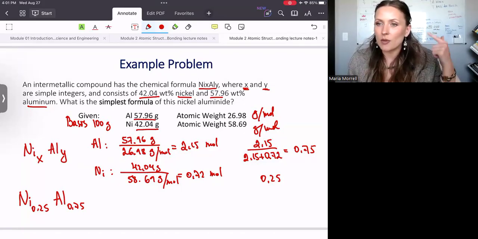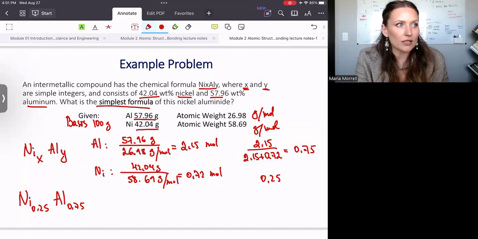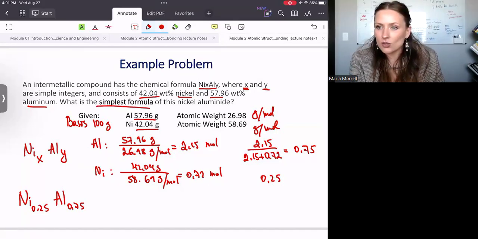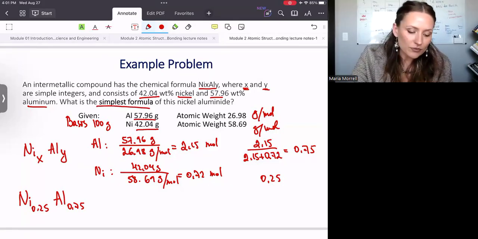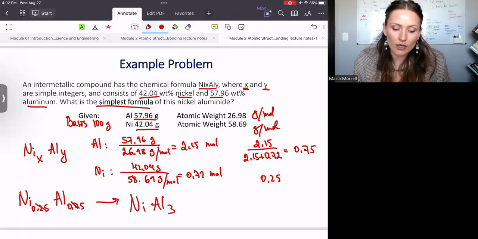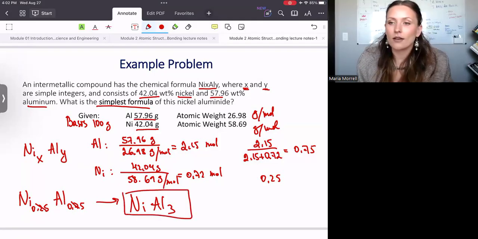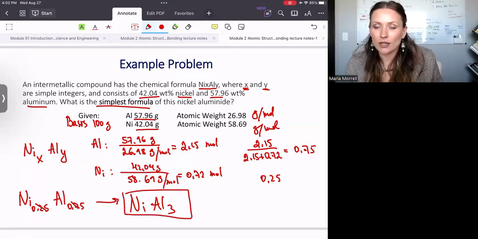So if I write down nickel 0.25 and aluminum 0.75, I could submit this answer. However, if I read back the question, it says, what is the simplest formula? That means I still need to do a little bit of simplification, meaning that I can divide each by 0.25 and I will end up with NiAl3. And this is the nickel aluminide that I should be able to find.